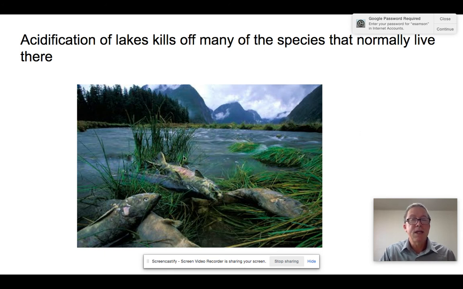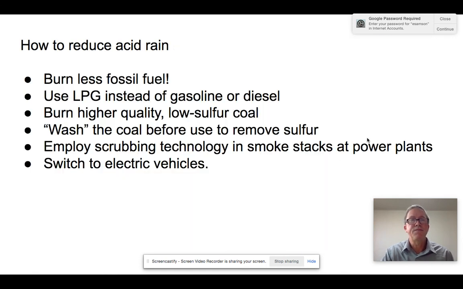And then, as I said, with lakes, we get the same thing. When the lakes acidify, when the soil runs out of its ability to buffer, then we end up with sudden lake die-offs. So how do we fix the problem? Well, the good news is a lot has been done. In my lifetime, we've reduced this quite a bit, even though we've actually increased the amount of coal that we burn. So basically, here's what we can do: we could burn less fossil fuel.